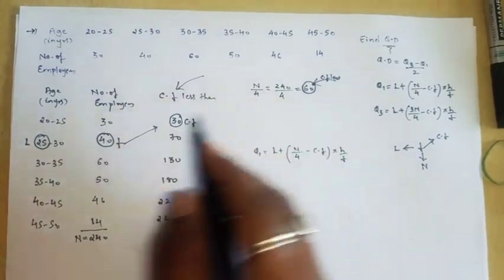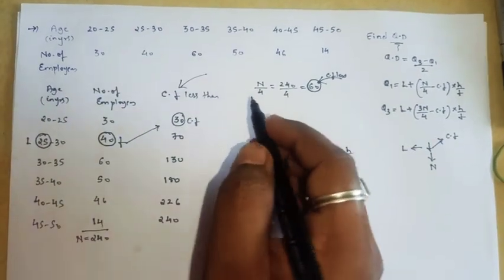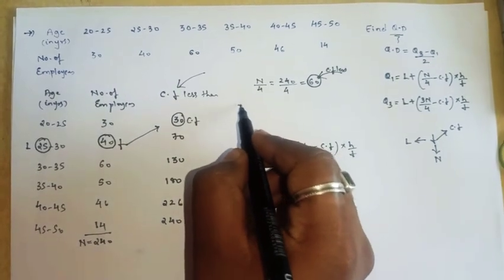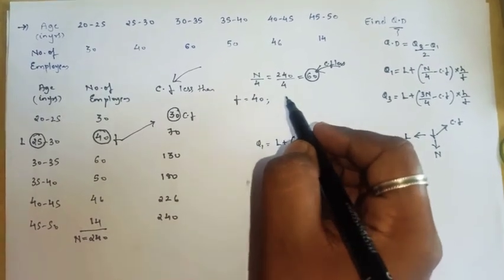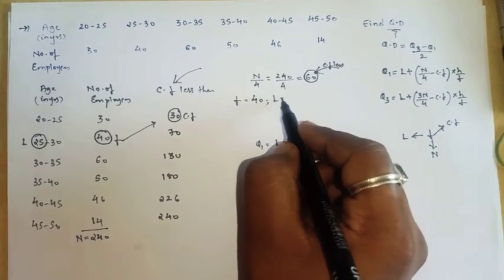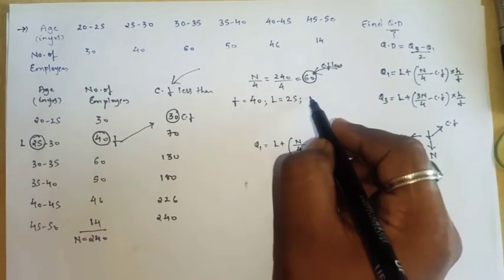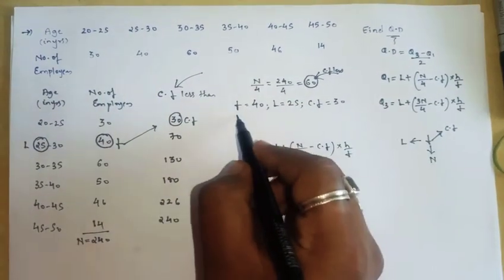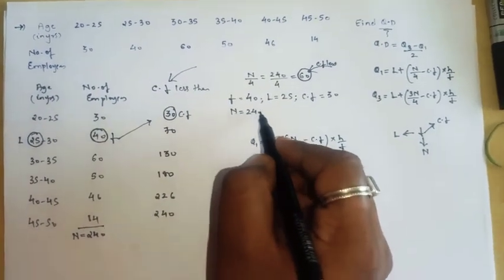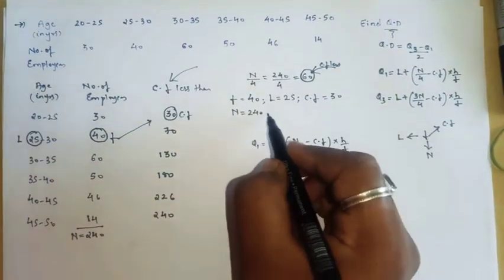Okay, so with the help of this here we got all the values. So we'll write the values first here. F equals to, here we got 40. L here we got 25. CF here we got 30. And N was 240.